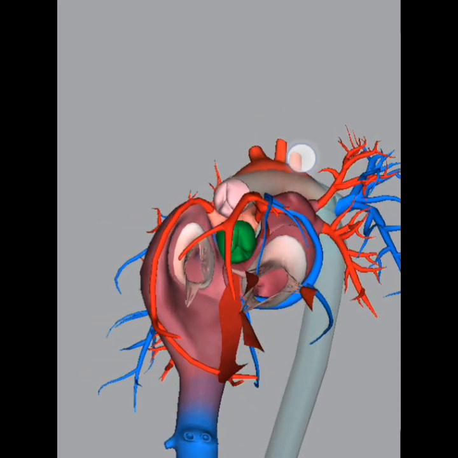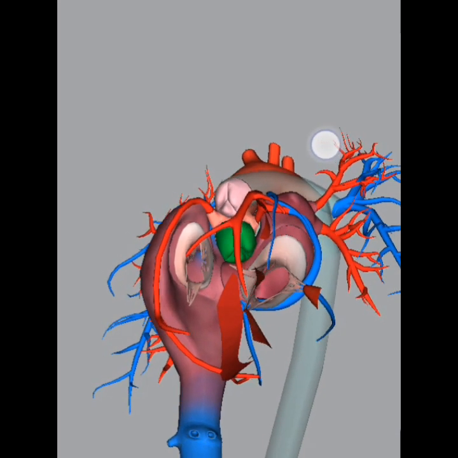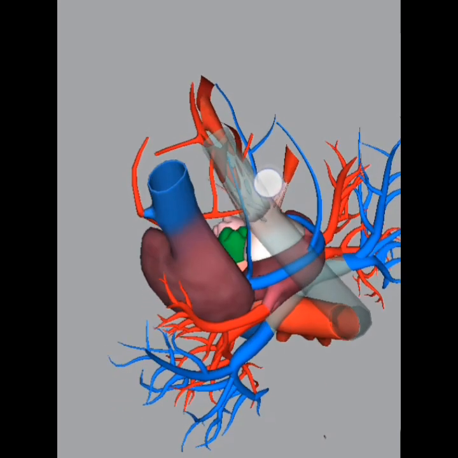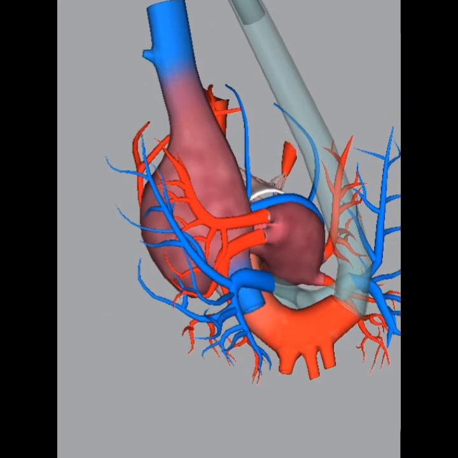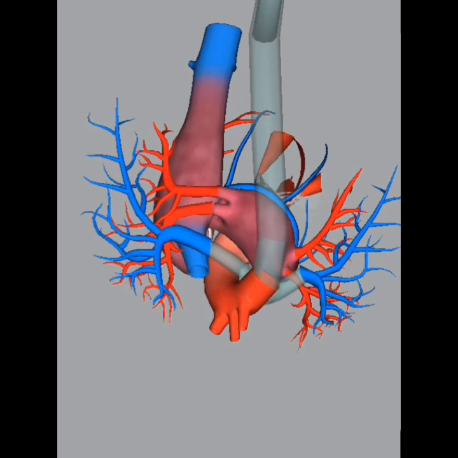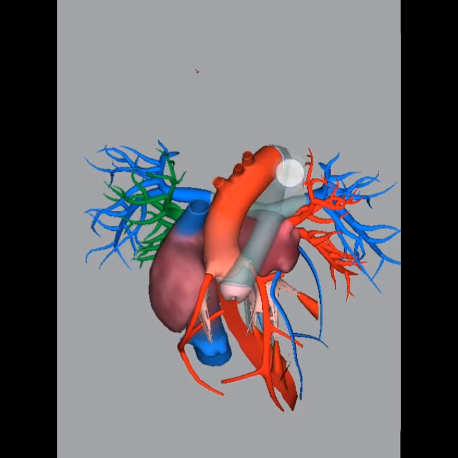Okay. So now when you look properly, you can actually see the vein, which is this one. Let me see if I can show it properly. Okay, we can see that this is the left atrium, and the left atrium is connected by these vessels here, which are the pulmonary veins. And remember, these pulmonary veins carry oxygenated blood.